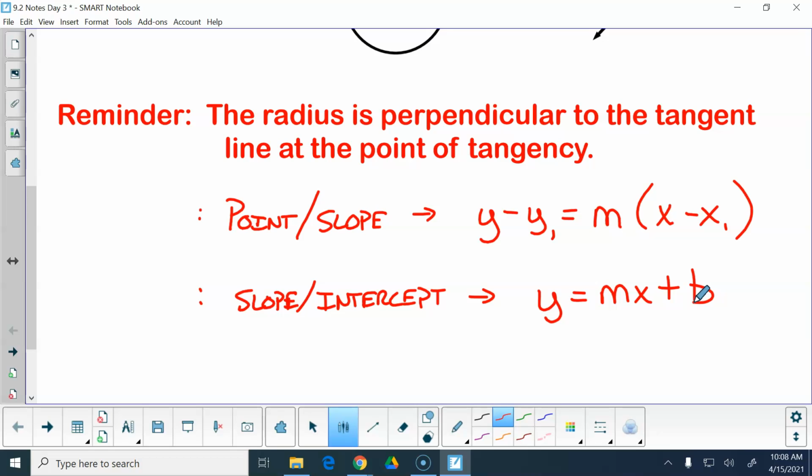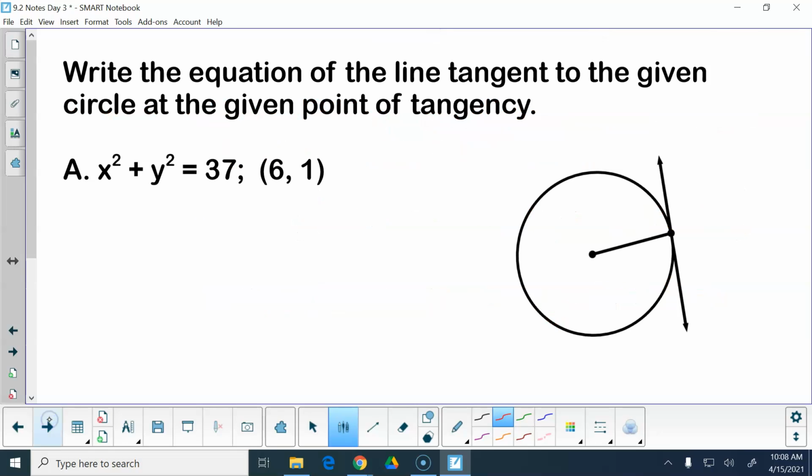Let's dive right into one. Here we go. Write the equation of the line tangent to the circle at the given point of tangency. So this first part here is my circle. This part here is my point, that point of tangency.